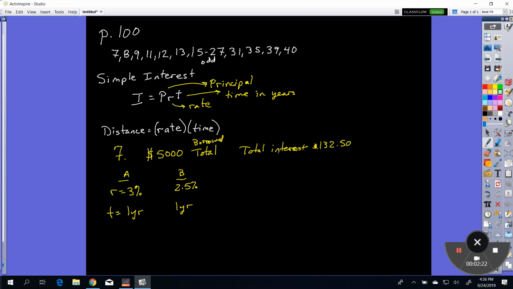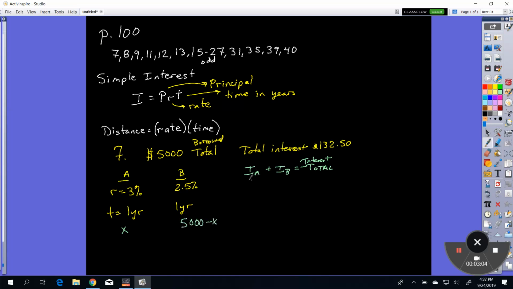So think of it this way. The interest from loan A plus the interest from loan B equals the total interest. The interest from A is going to be the principal, which we don't know how much he borrowed, but let's say it's X amount. For example, if X were 1,000, 5,000 minus 1,000 would leave 4,000 for the other one. If X were 2,000, 5,000 minus 2,000 would leave 3,000 for the other one. So let's call A X and B is 5,000 minus X.